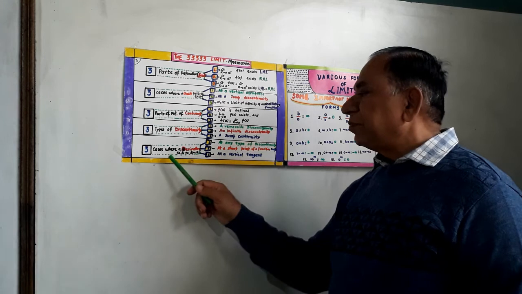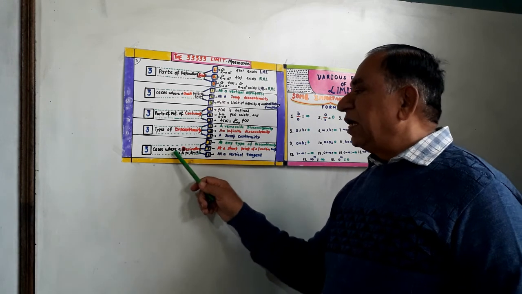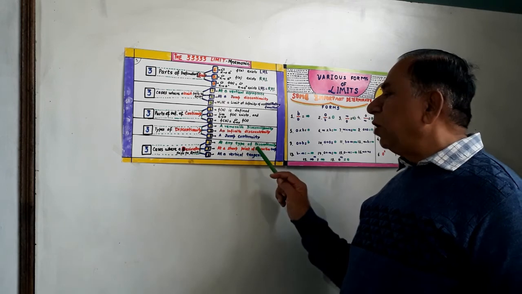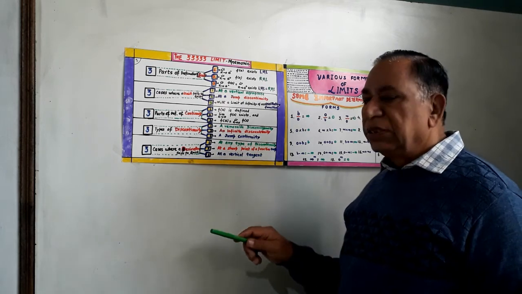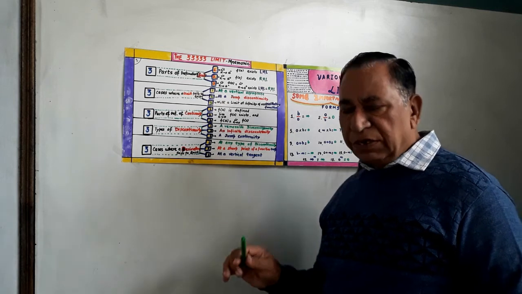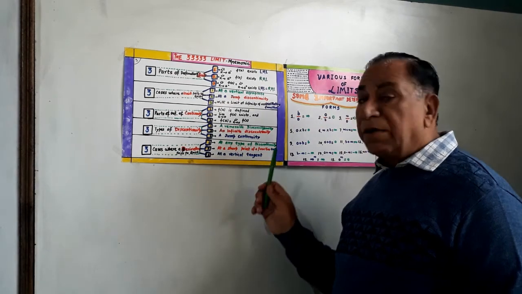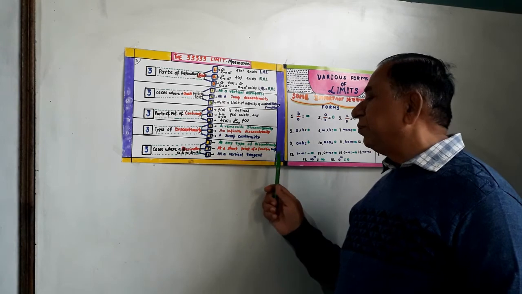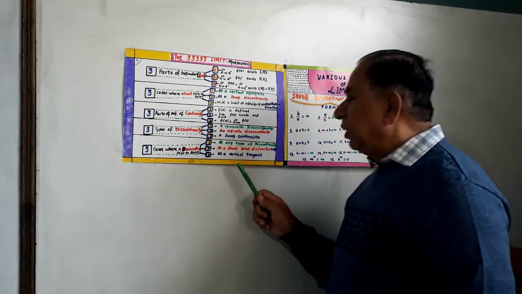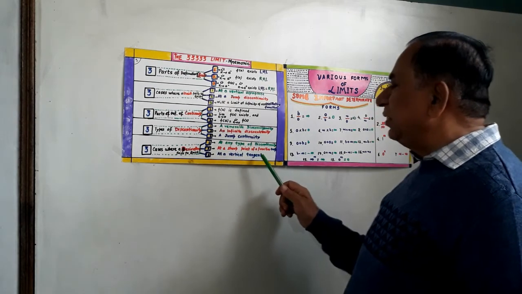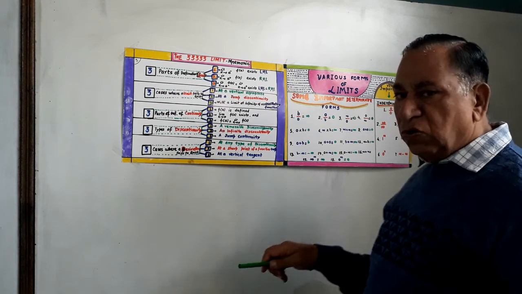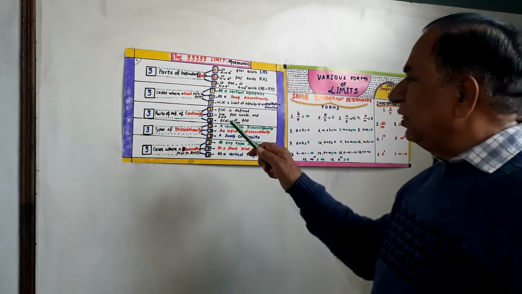Next, 3 cases where a derivative fails to exist. At any point of discontinuity there is no derivative. You can't find the derivative of a discontinuous curve. Second, at a sharp point of the function, or cusp. Third is at a vertical tangent. Now, all these three are over.